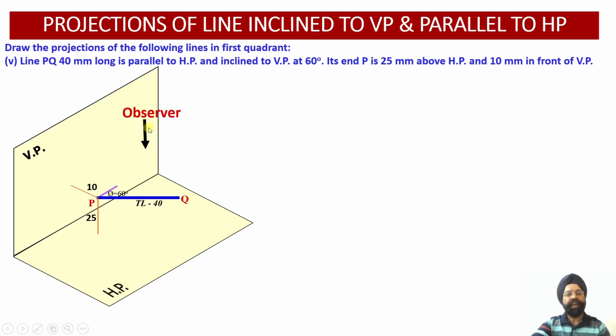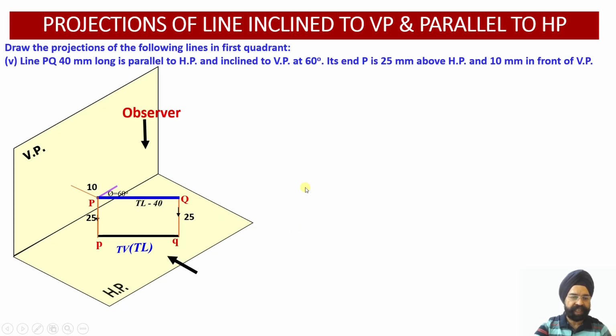So let's see, observer is looking at this line from the top. Point P will be projected over here on HP as small p. Point Q will be projected on the horizontal plane at this point. This point's name will be Q, and once you join this P with Q, you get the top view of the line. And since this line happened to be parallel to HP, the projection PQ which has been obtained on HP reveals the true length of the line.